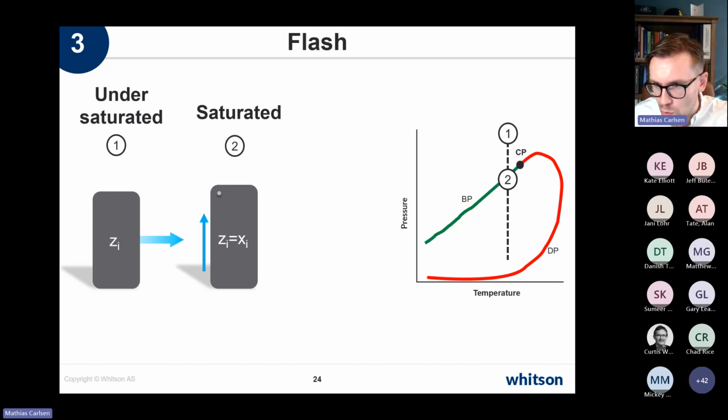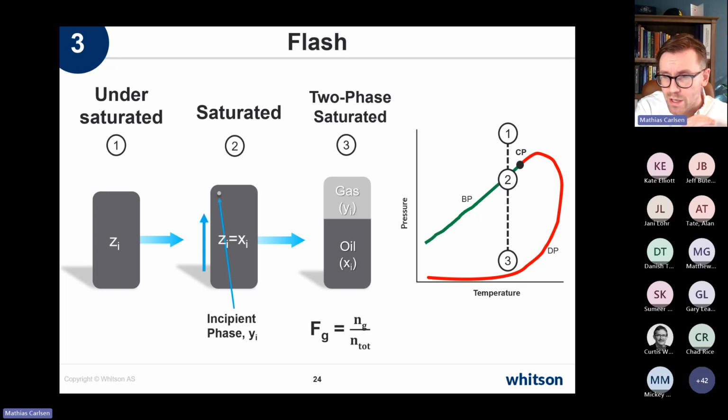And that's defined as when the first little bubble of gas is coming out of solution. The composition of that fluid is called the incipient phase. And if we lower the pressure much more in just one stage and didn't remove any fluids, we would then be able to get a gas phase and an oil phase. And the flash calculation will tell us the amount of the different fluids, and it will also tell us the composition of the individual fluids.